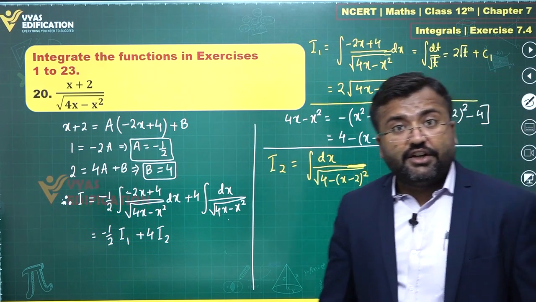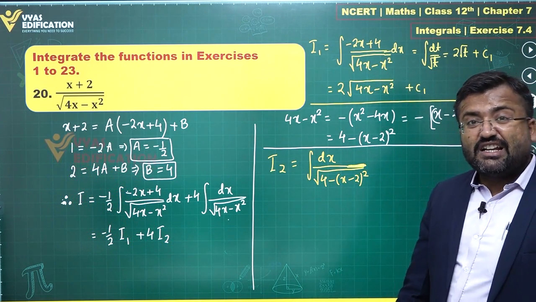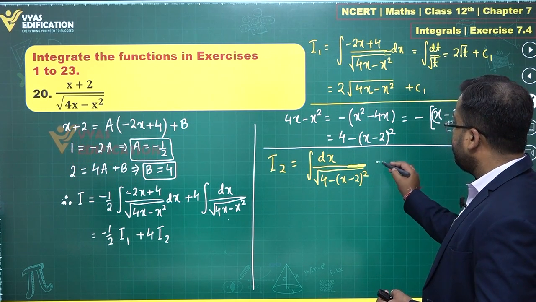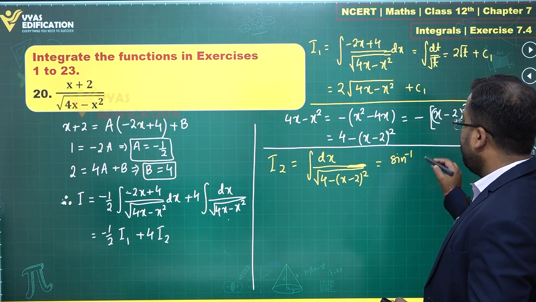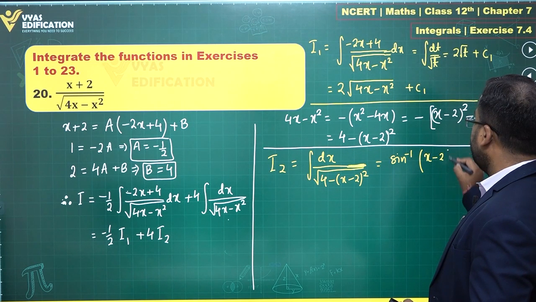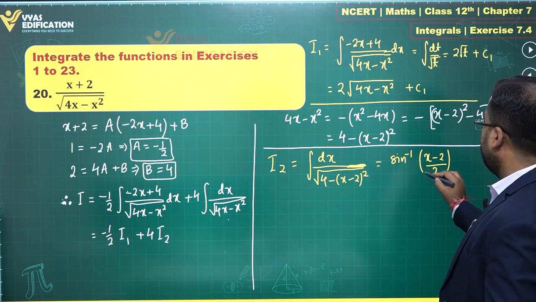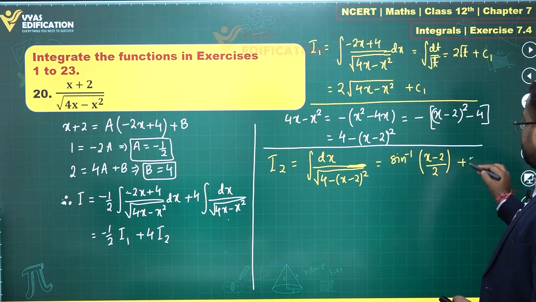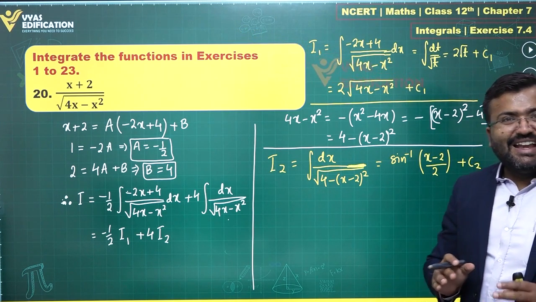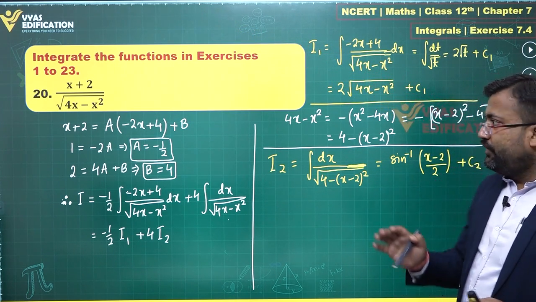Yes. In the under root, in the denominator, if you have a square minus x square, that converts to sine inverse x by a. Yes. So this is sine inverse of x minus 2 upon a, which is 2. Okay. Plus another constant c2. Do we need any a in the front? No. Do we need the coefficient of x?